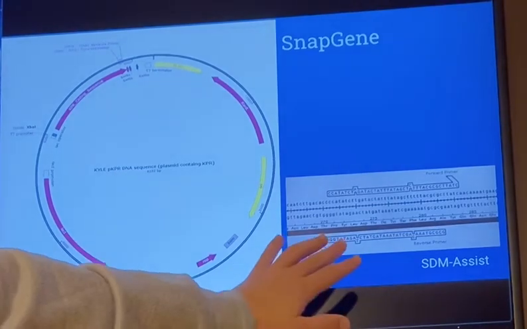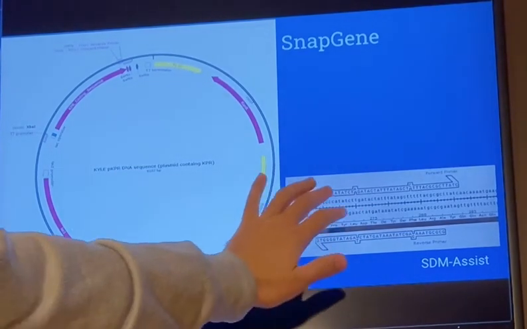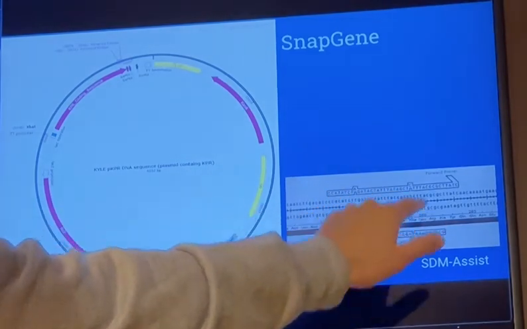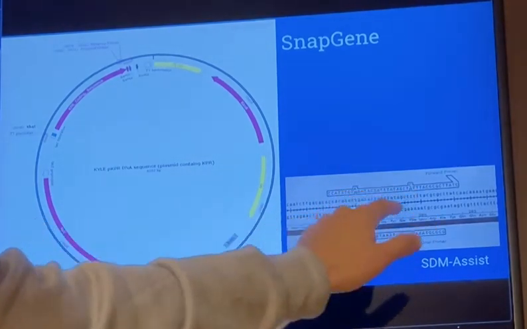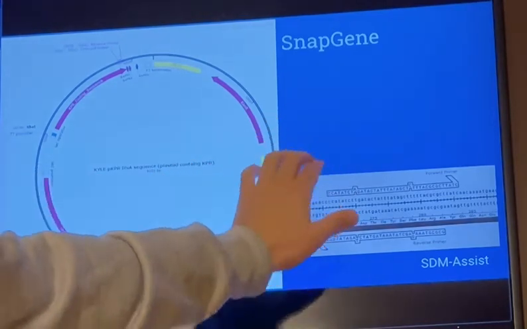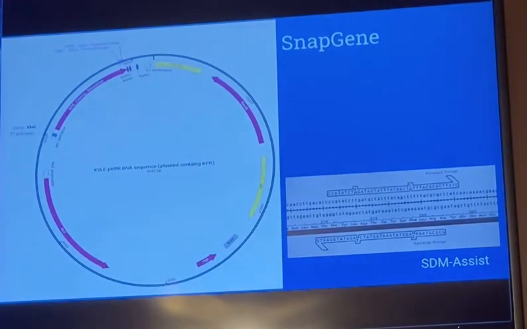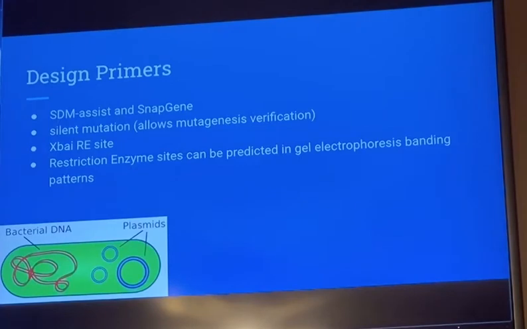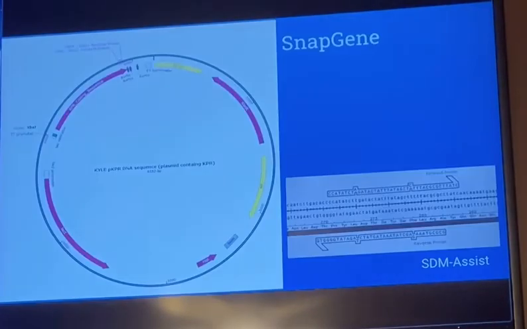But as you see here, these are the primers. These are the exact primers I had, and they have these little mismatches right here, which cause the mutation. It's a silent mutation, so we can verify mutagenesis afterward. See, exactly: restriction enzyme sites can be predicted in gel electrophoresis banding patterns. Let's go ahead and move forward.